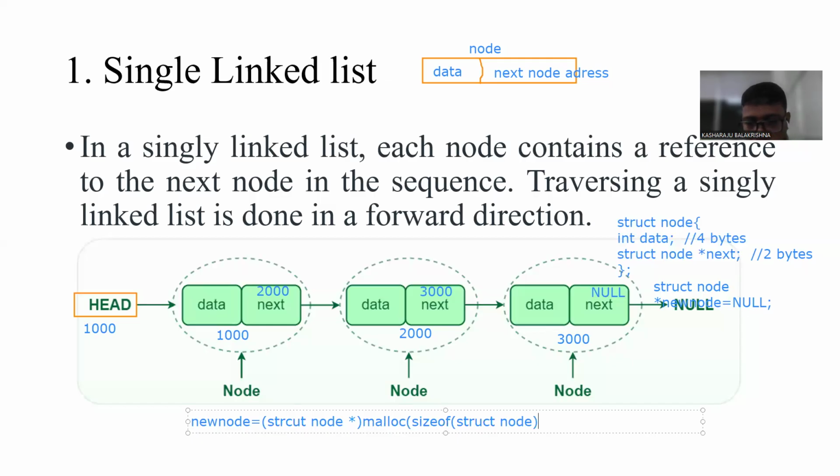Okay. So what will happen here in this statement? Here for new node, the memory will be allocated for 6 bytes. Why? Because the data part plus next part occupies 4 plus 2, 6 bytes of memory.